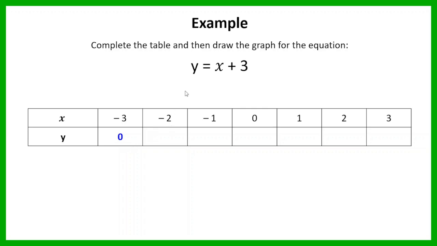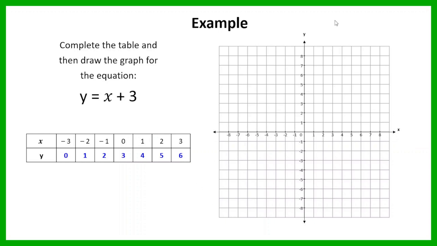If x is negative 2, I'll have negative 2 plus 3, so y will be 1. Then if x is negative 1, I'll have y equal to negative 1 plus 3, which is 2. If x is 0, I have 0 plus 3, so my y value will be 3. If x is 1, I'll have 1 plus 3, so my y value will be 4. If x is 2, I will have 2 plus 3, so my y value will be 5. And if x is 3, then I'll have 3 plus 3, so my y value will be 6. So now I've got all the ordered pairs in this table over here that I'm going to be using to plot my graph. So now I need to get my Cartesian plane ready.